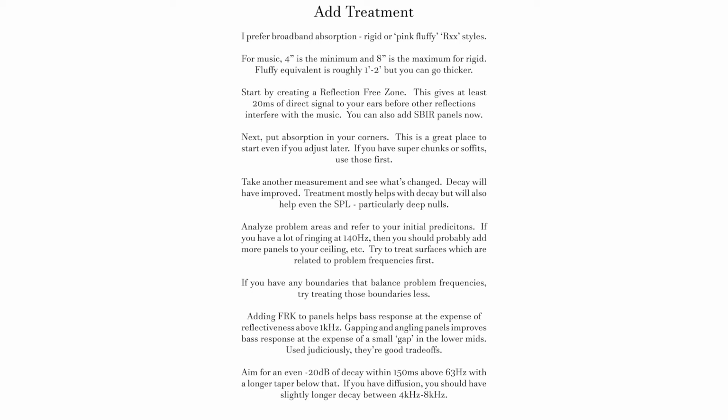They include gapping the panel 1x the thickness, angling the panel on flat surfaces or corners, adding foil reinforced craft paper facing to non-reflection free zone locations. That's basically just paper. You could use grocery bags. Targeting axial mode dimensions, and more. You'll know you're done once you've achieved 20 decibels of decay from 63 Hz to 200 Hz with an even taper to a longer decay at the bottom.